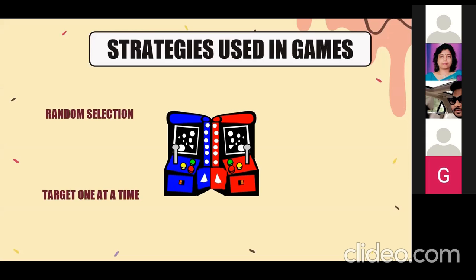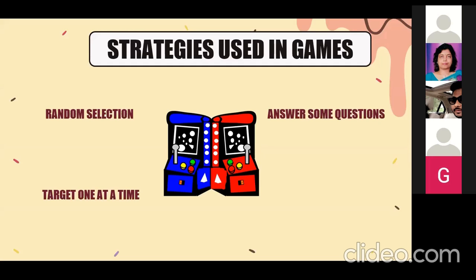Another strategy could be to target one at a time. Suppose I have focused my attention only on one spaceship, say the yellow colored spaceships that I have targeted. I will try and focus on that particular spaceship. I will not look at the others, and unless and until I hit that spaceship, I will not move ahead. So that could be another strategy. Either I randomly select, or the other strategy could be to focus on one particular spaceship.